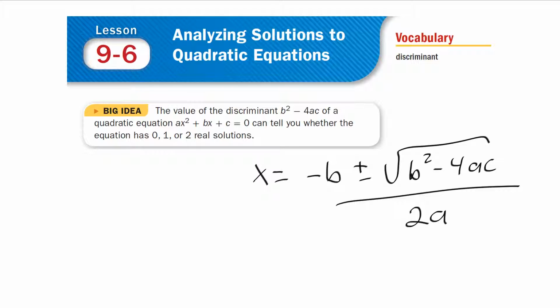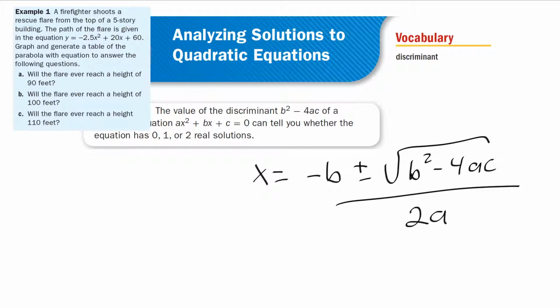Okay, with that we can tell whether we have 0, 1, or 2 real solutions. Let's take a look at how this works out. We'll go through some examples to get us ready.